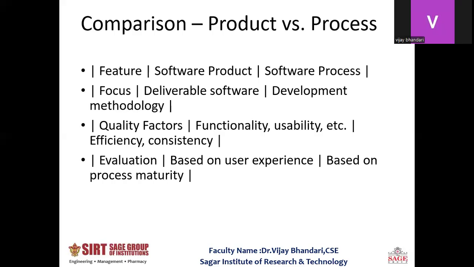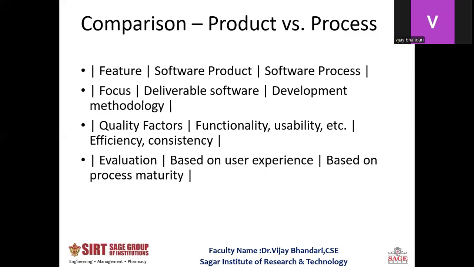In the product, we focus on the deliverable software; in the process, we focus on the development methodology, as well as the quality factors, functionality, usability, efficiency, consistency, as we saw in previous slides. And we evaluate based on the user experience, and based on the process maturity, right? Functionality refers to the set of features and capabilities that a software program or system provides to its users. It is one of the most important characteristics of software, as it determines the usefulness of the software for the intended purpose, right?